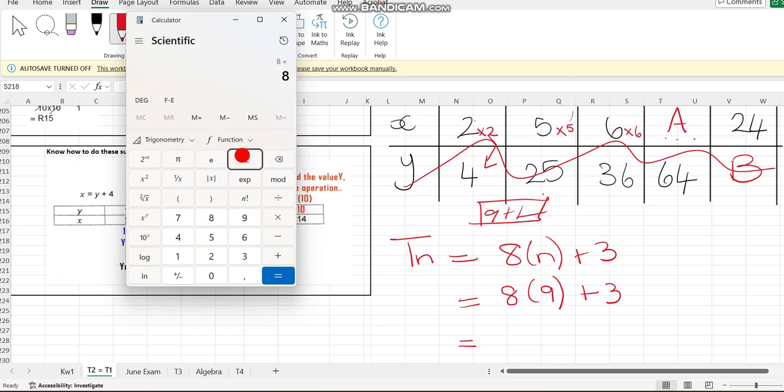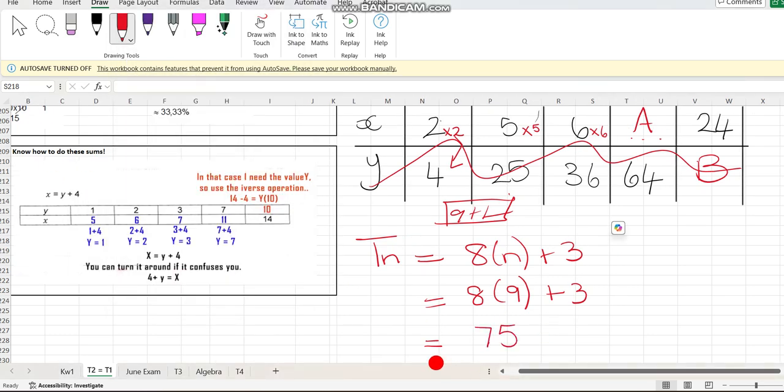And then just 8 times 9 plus your 3, and that will give you 75. So in this question, with what they gave you, the ninth term in this general rule, hierdie algemene reël, will give you 75.